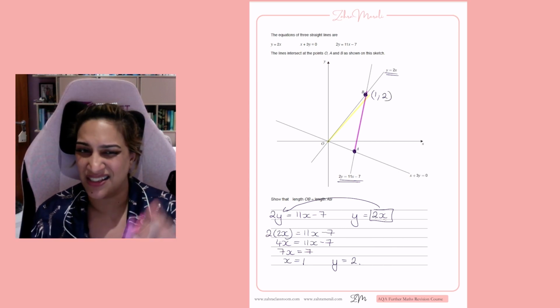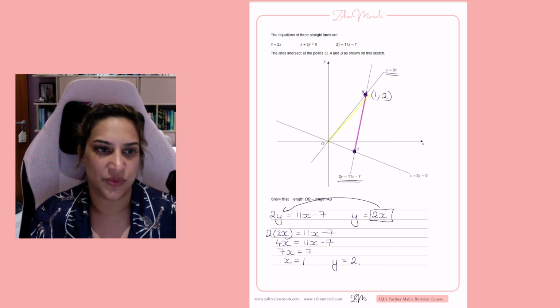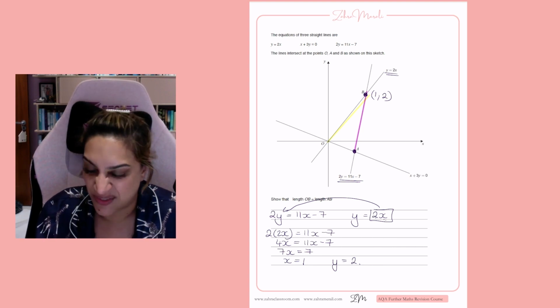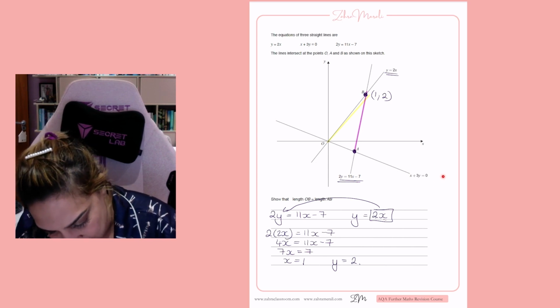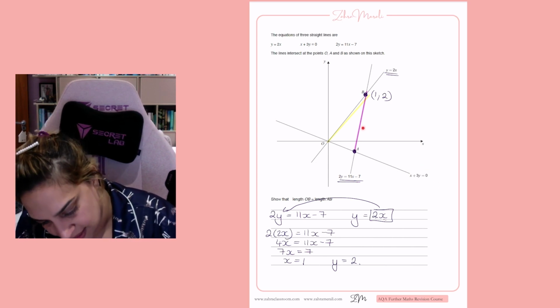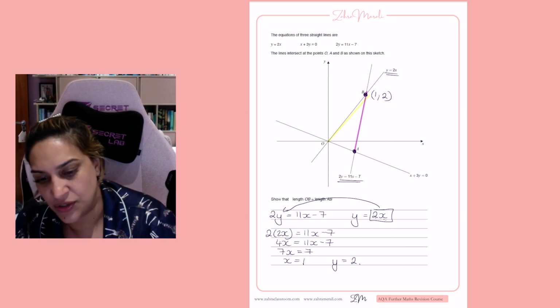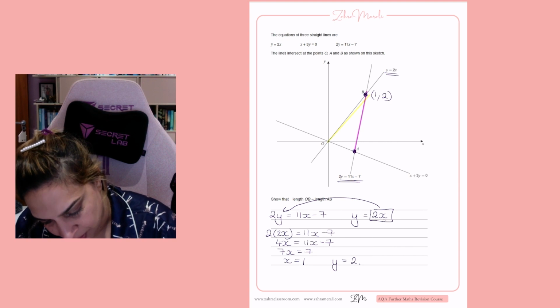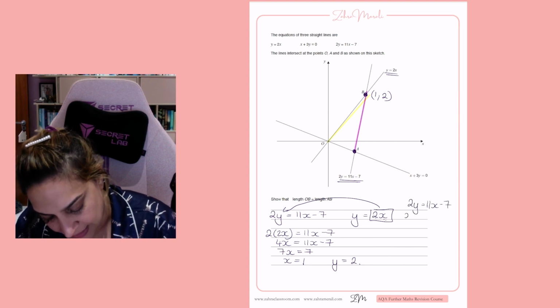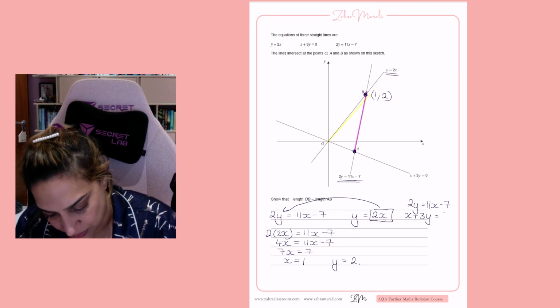Okay, which makes sense, it's in the positive axes, so we're all good here. Right, now let's find A. A is when this line here, which is this, meets this line here, which is this. So let's solve those two simultaneously. So we're going to have 2y equals 11x minus 7 and x plus 3y equals 0.